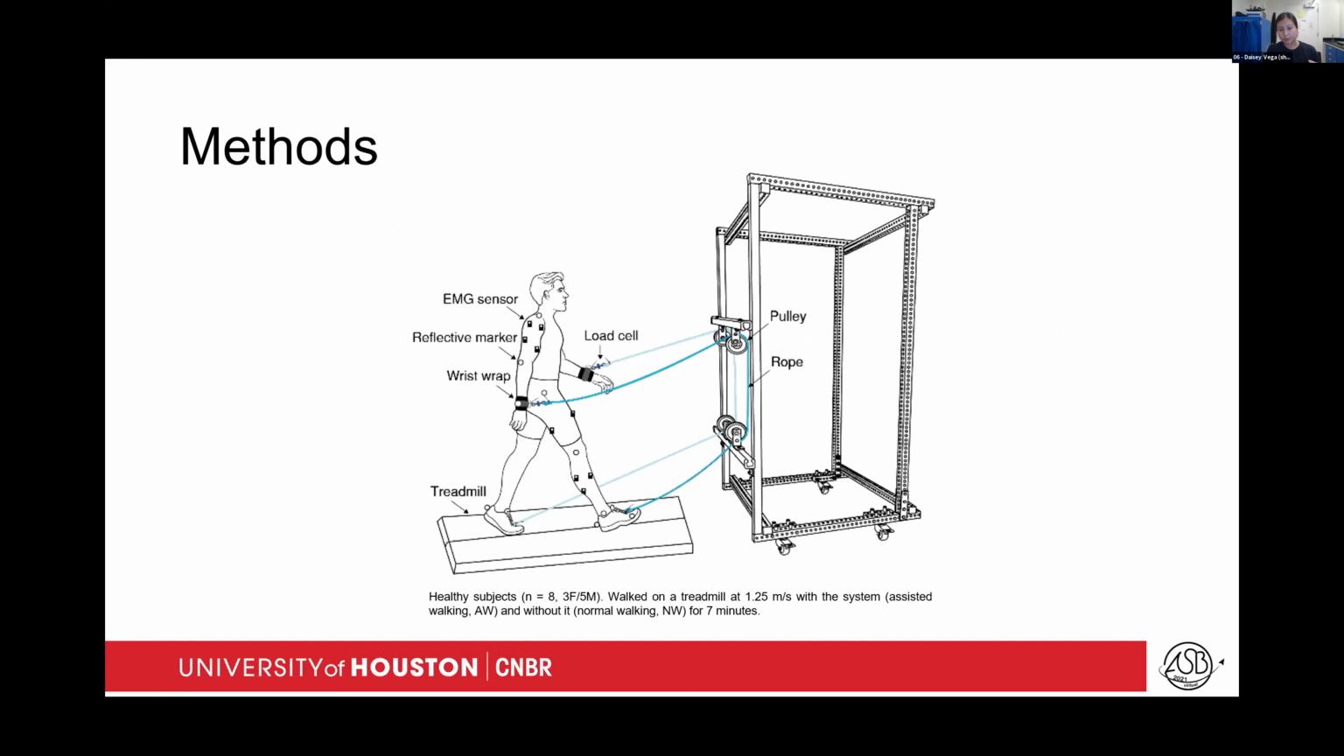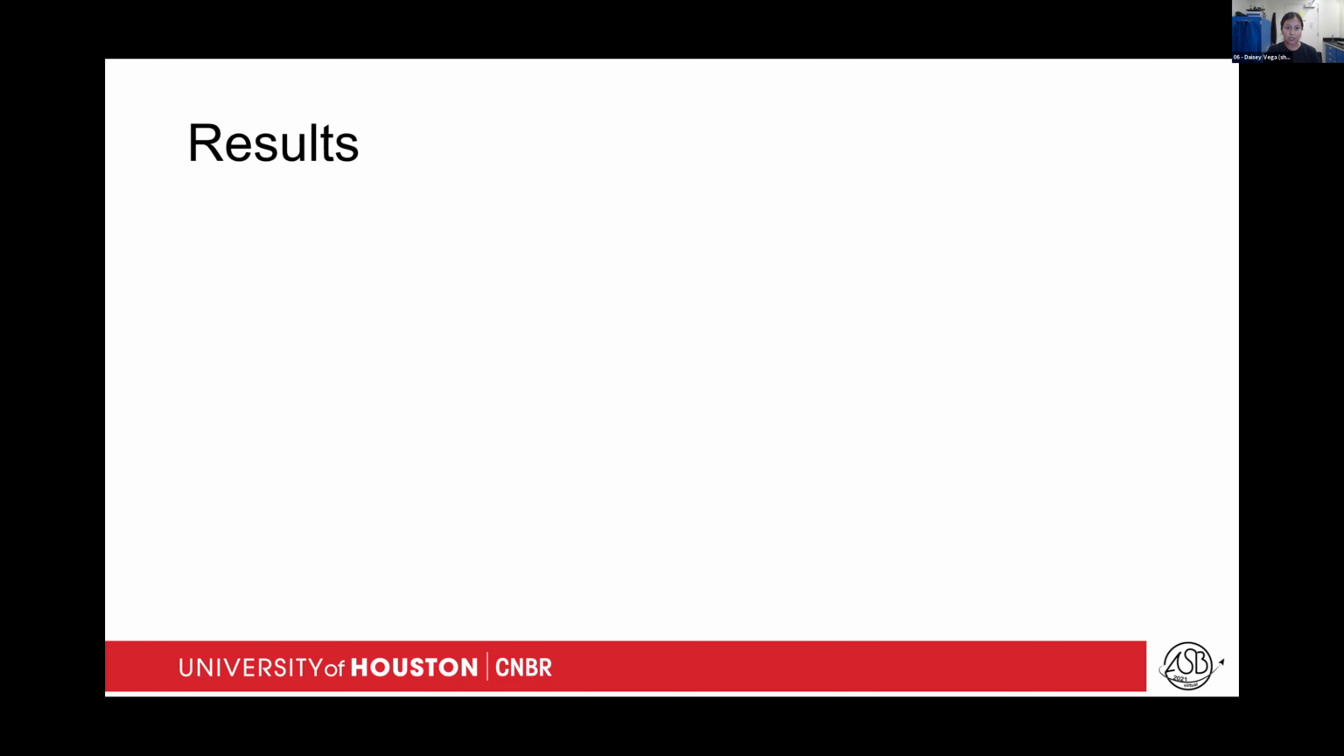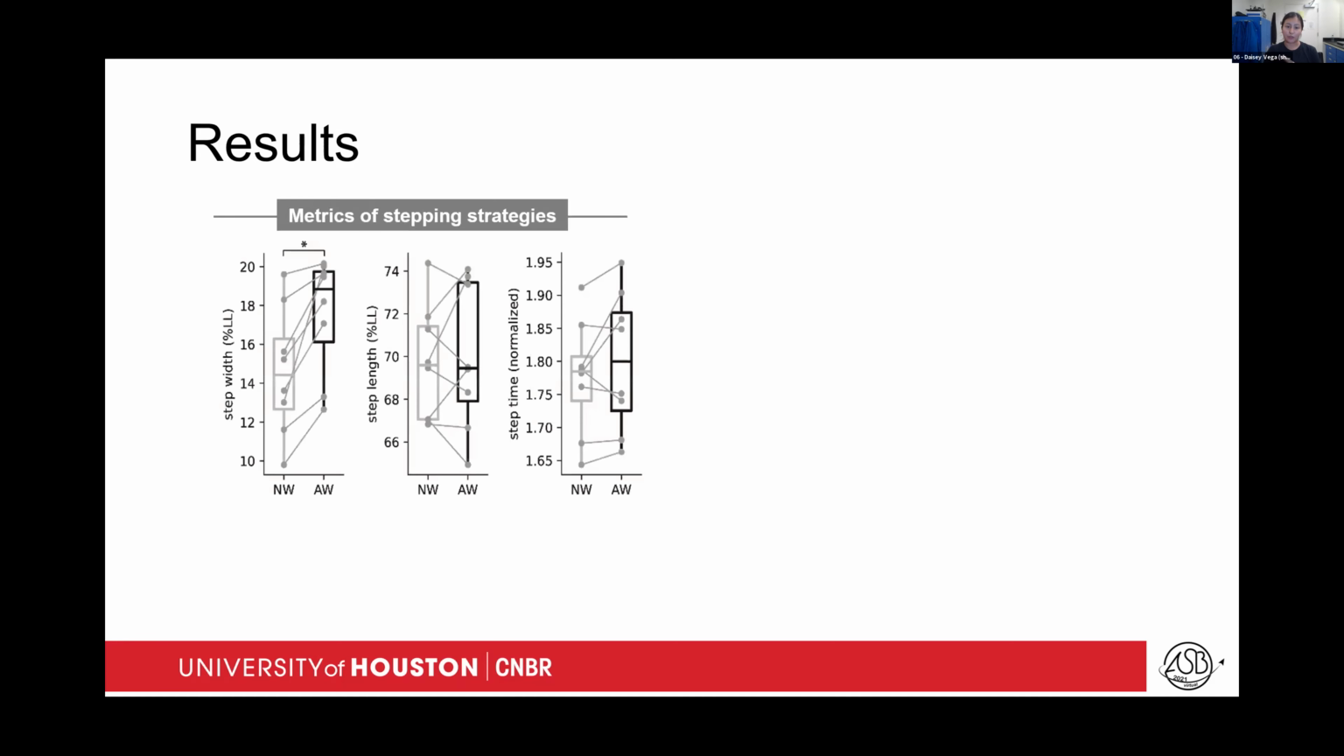And so we took the data from this previous study where we had subjects walk with this device, and we call that assisted walking, and without the device, and we call that normal walking. And from that data, we took the positions of the heel marker from step to step, and we quantified step width, step length, and step time over a series of 288 steps for all subjects. And so what we found in terms of their stepping strategy, out of all three parameters, subjects increased their average step width. Now I'll come back to this.